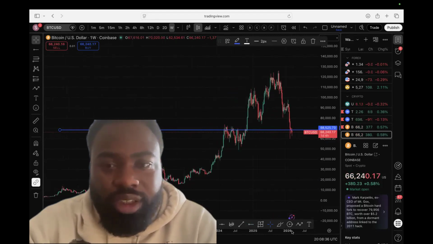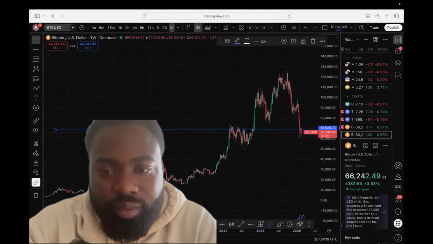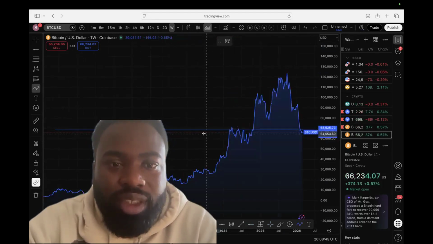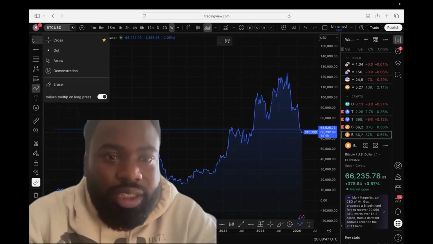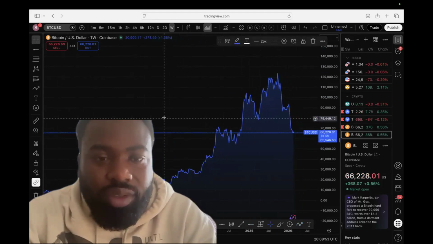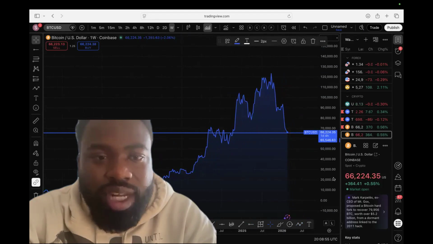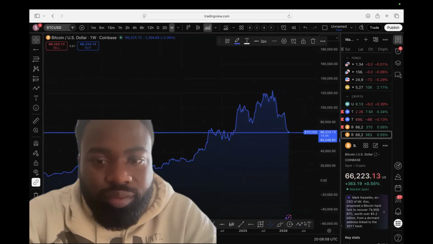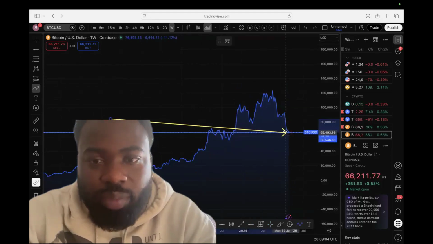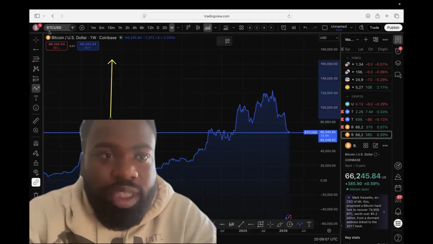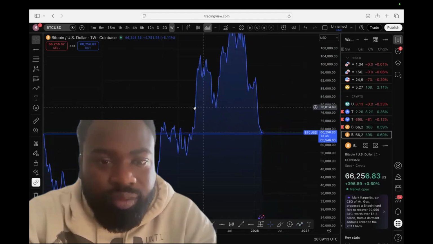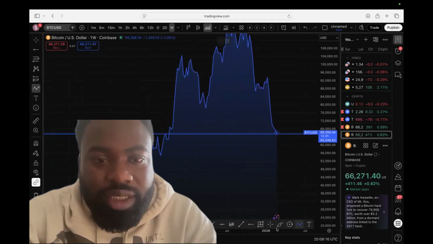So I can clearly see here, Bitcoin, look, it got rejected right here. Now, if I want to be super accurate, I just come to the area candles like this, and then I adjust it, because the area candles don't really give you the wicks. So now you can clearly see, look, right here we got rejected, but it's not a coincidence that the price is trying to hold up right here at the 66,000. It's not a coincidence that it got rejected here.